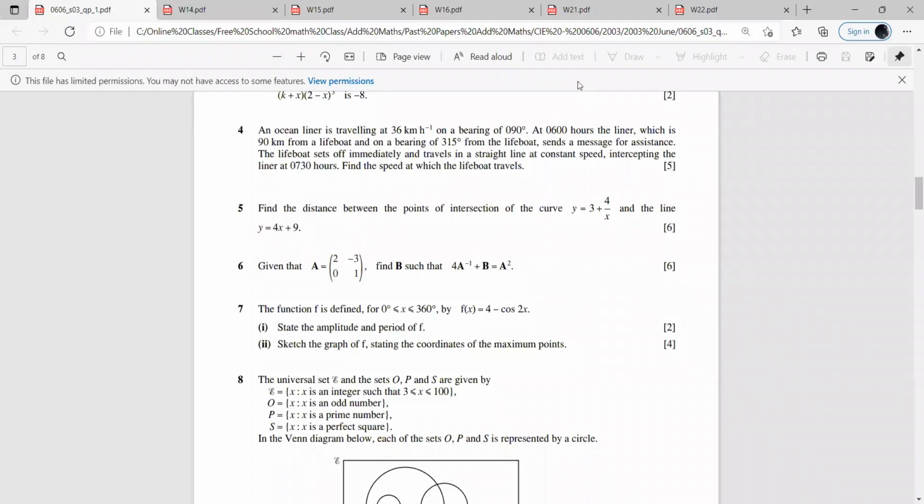Okay, let's begin with question number 4 on this paper. Let's move it to a whiteboard, please.